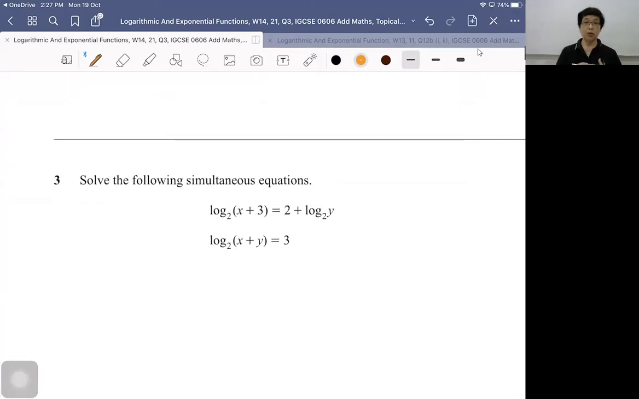Solve the following simultaneous equations. Log base 2 of (x plus 3) equals 2 plus log base 2 of y. The second equation, log base 2 of (x plus y) equals 3. You notice there's a constant in both equations. The first one has constant 2, and the second equation has constant 3.